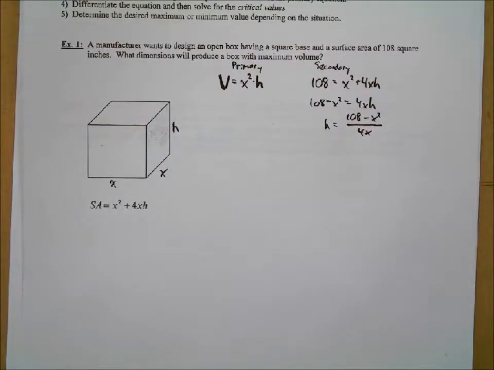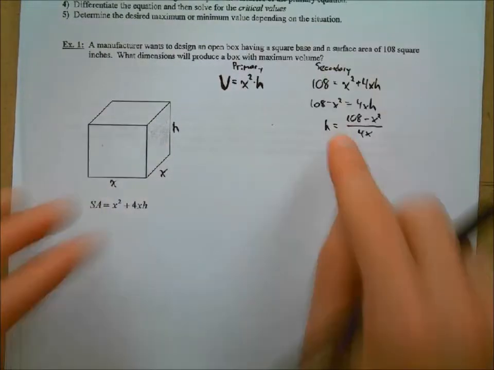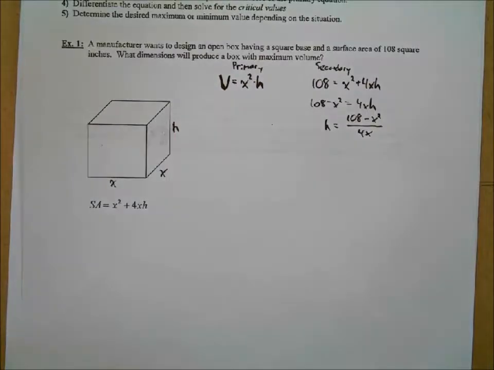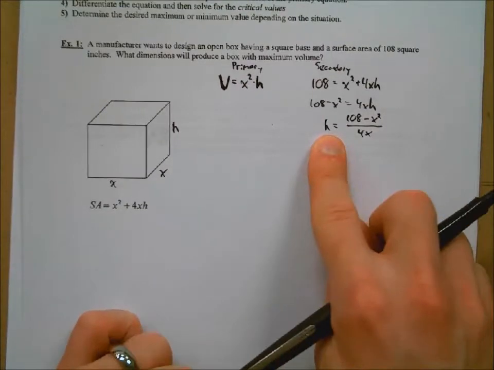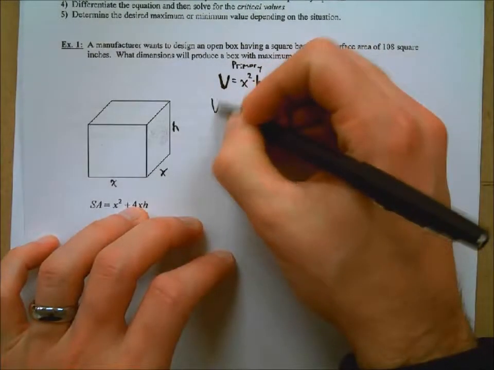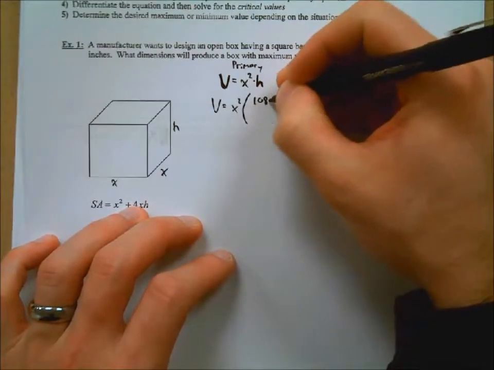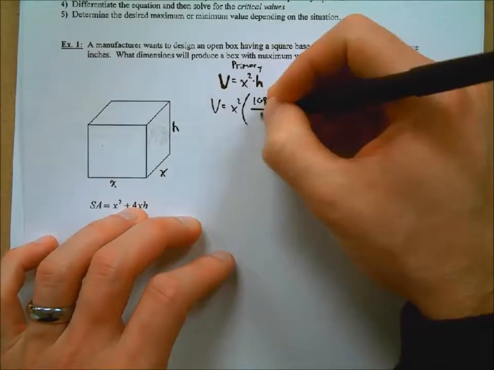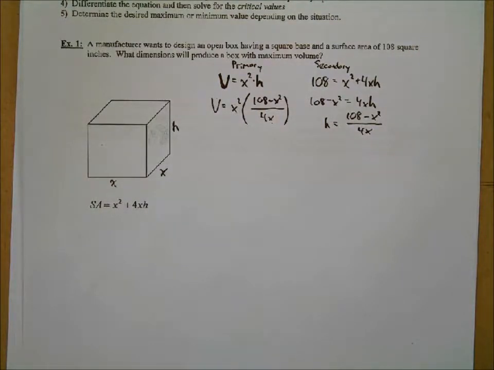Okay. So now, again, we've used our secondary equation for its purpose. Its purpose is to be able to then get the primary equation in terms of a single variable. So this h here is the same as this h right here. So we're going to do a substitution. Substitute in for h there. Now we have V in terms of a single variable x.